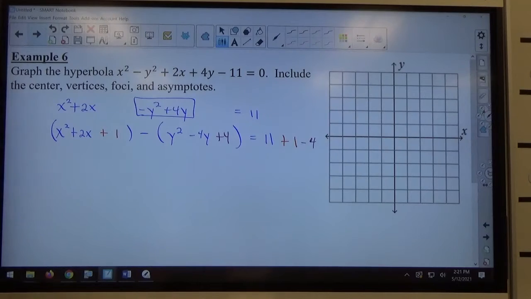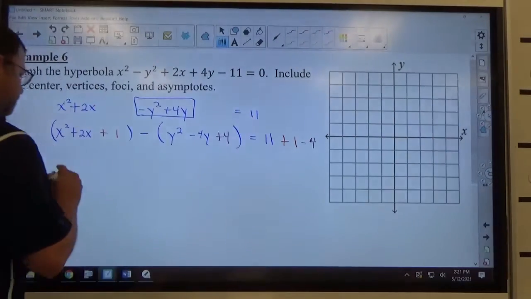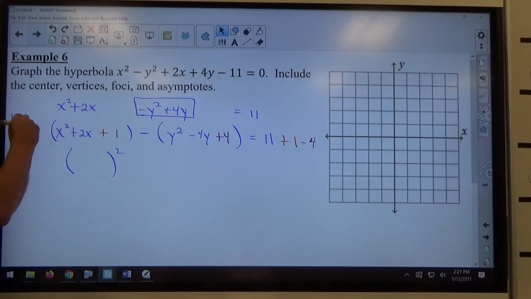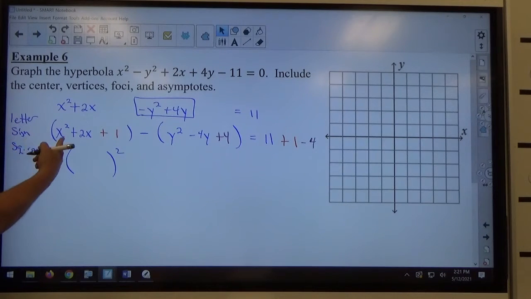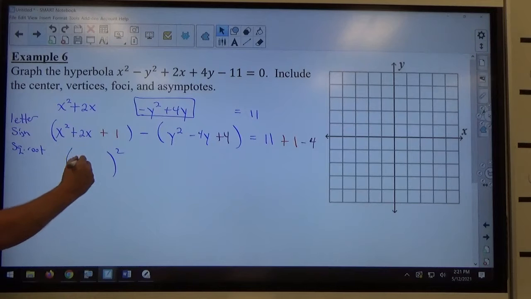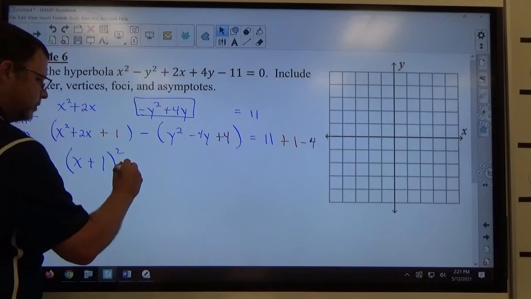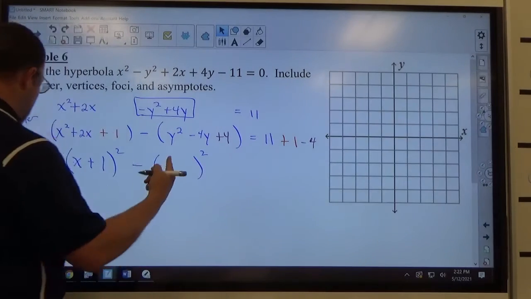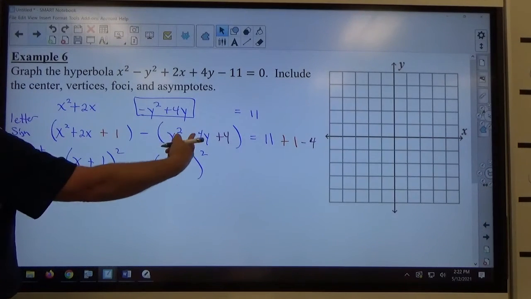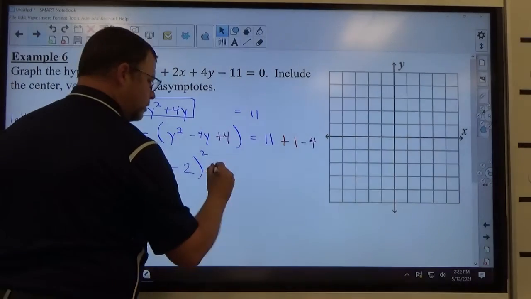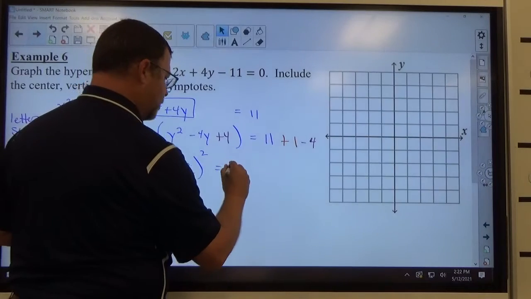Alright, so at this point I'm going to factor. Parentheses squared. Again, I want a letter, a sign, and a square root. Term 1, letter x. Term 2, sign plus. Term 3, square root of 1 is 1. Parentheses squared here. Letter y. Sign negative. Square root of 4 is 2. Over here, 11 plus 1 is 12 minus 4 makes 8.